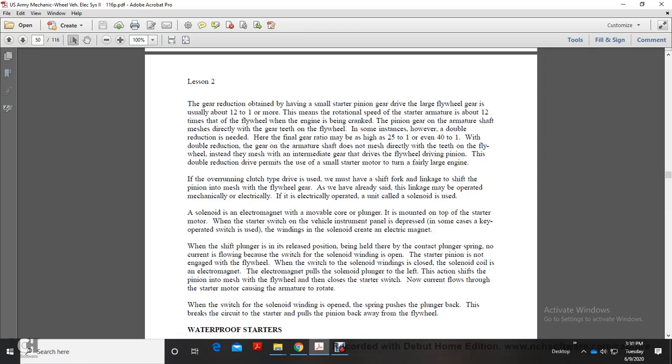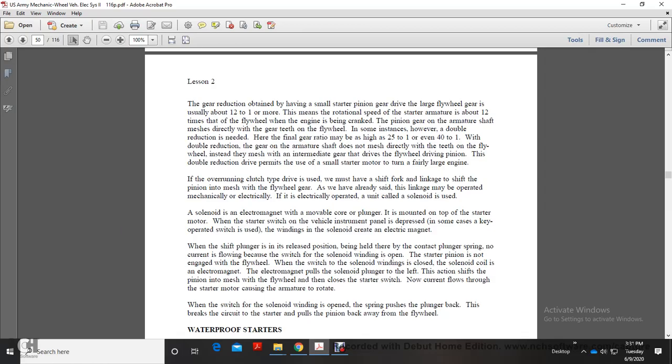The pinion on the armature meshes directly with the gear teeth on the flywheel, and in some instances double reduction is needed, with the final gear ratio from 25 to 1 to even 40 to 1. With double reduction, the armature shaft gear does not mesh directly with the teeth of the flywheel, but through an intermediate gear that drives the flywheel and the engine. This double reduction permits the use of a smaller starter motor to turn a fairly large engine.